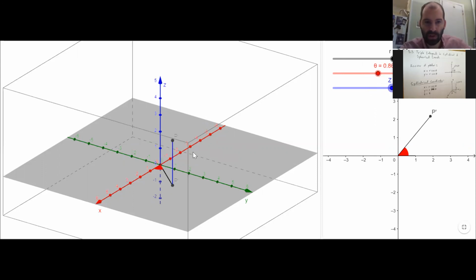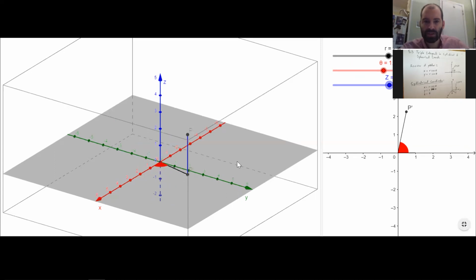Now look at the view on the left here. Z is telling me how high or how low I am. If z is negative, I'm below the XY plane. If z is positive, I'm above. So this is how you can specify points using these cylindrical coordinates. Changing r, changing theta, and changing z will get you anywhere in three-dimensional space.